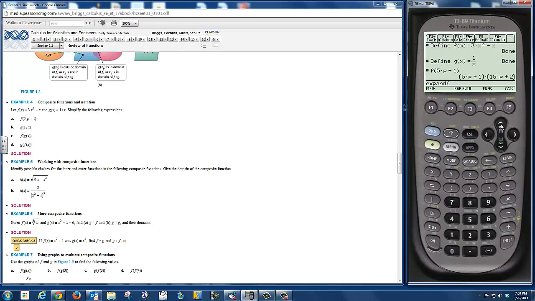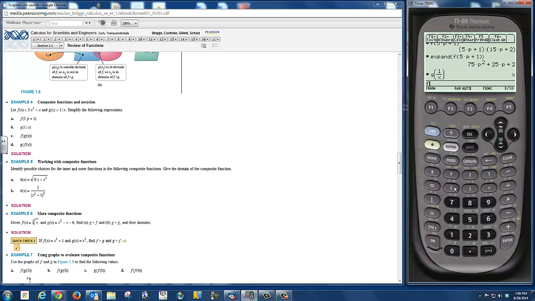Now another trick to save some typing, we could go up using the arrow keys to f of 5p plus 1, highlight it and press enter, and it will bring it down to save some typing. And there's the expanded version. How about g evaluated at 1 over x? Enter. G evaluated at 1 over x is x. That makes sense.